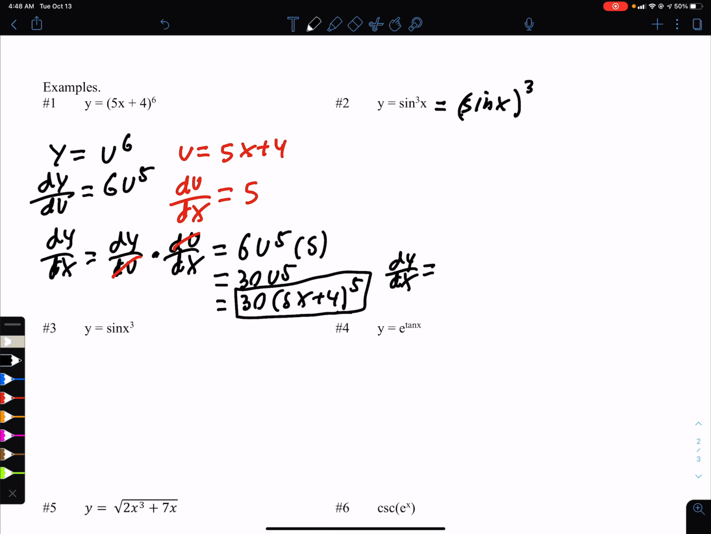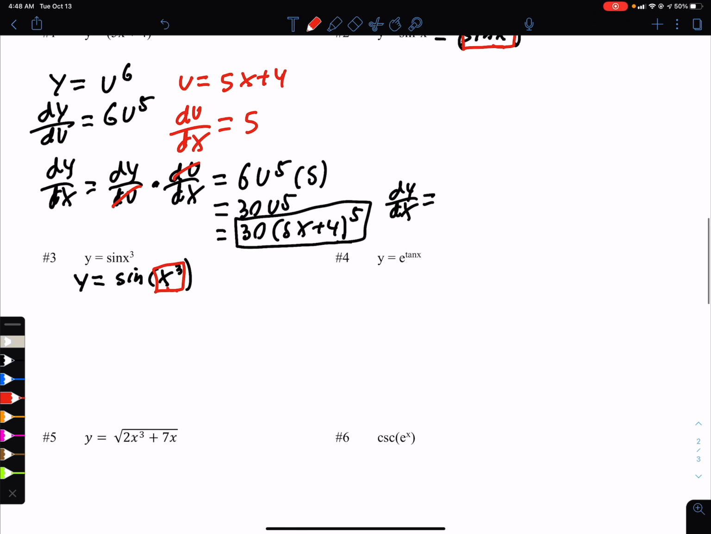Now I want to point out, let's look at number 3. This is very different. This is sine and then x cubed. So here's the big difference. This one, the sine x is the function inside of the other function. That's the function being cubed. Here though, x cubed is inside the sine function. So the sine is being taken of x cubed. So you've got to recognize which function's on the inside.